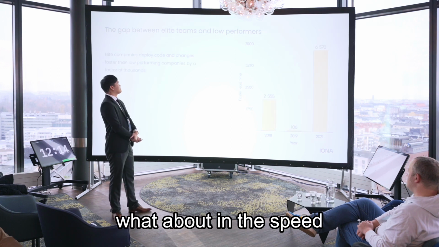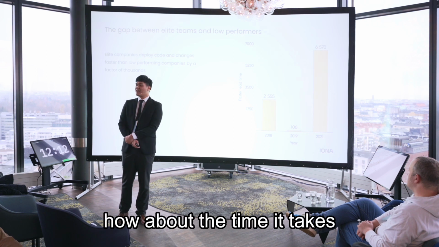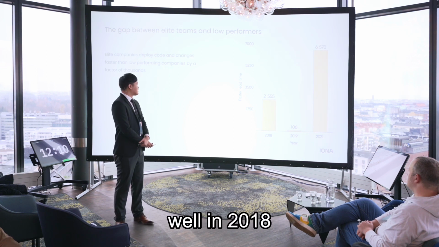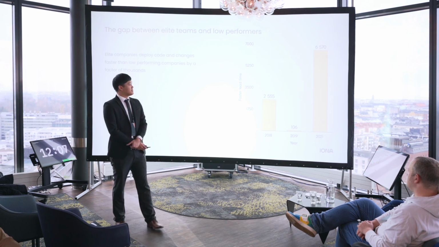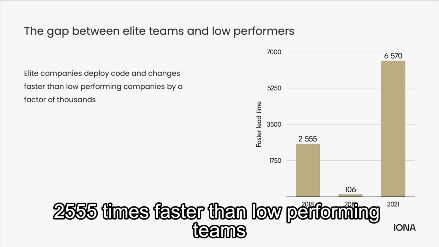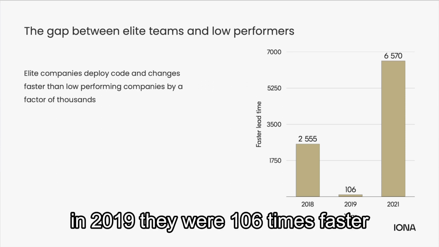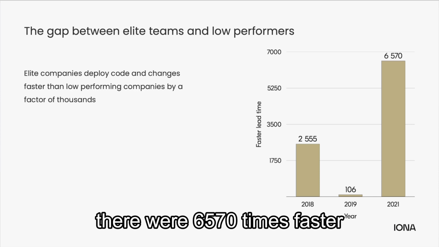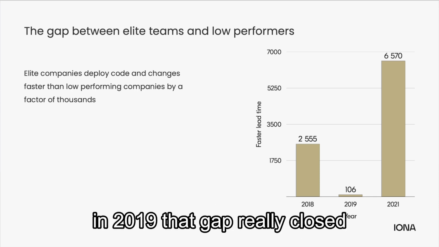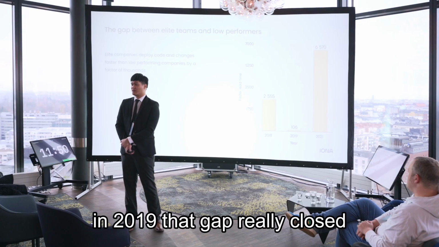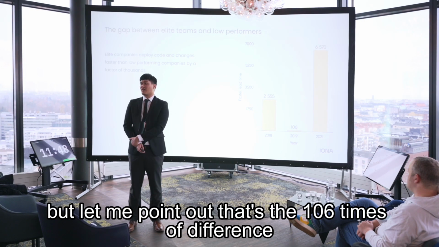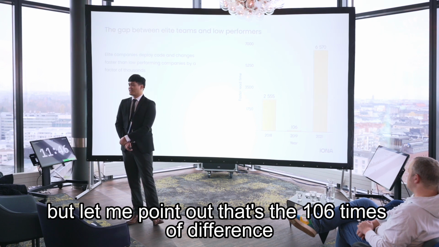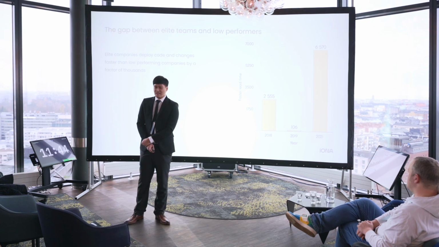What about in the speed? How about the time it takes? Well, in 2018, elite teams were 2,555 times faster than low-performing teams. In 2019, they were 106 times faster. And in 2021, they were 6,570 times faster. And so now you might be thinking, oh, wow, in 2019, that gap really closed. Let me point out, that's still 106 times of difference. That is a factor difference of 100.